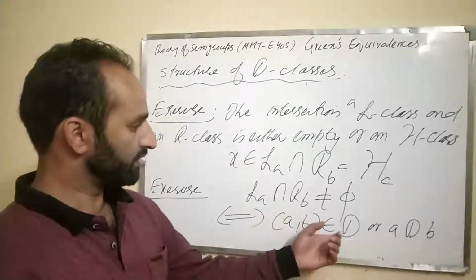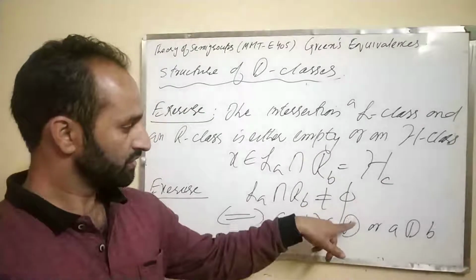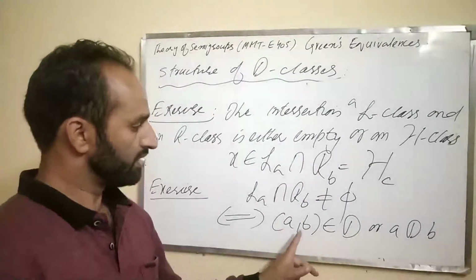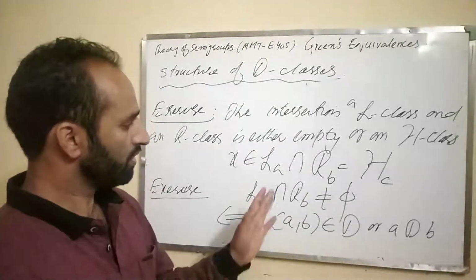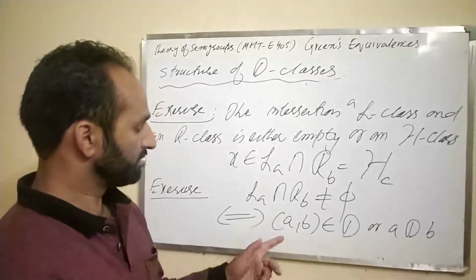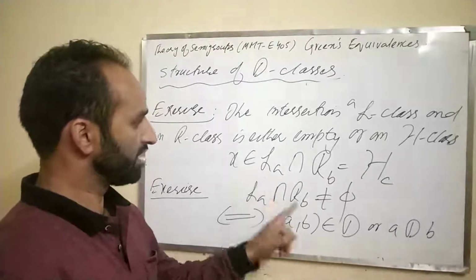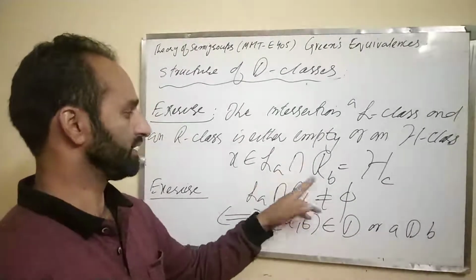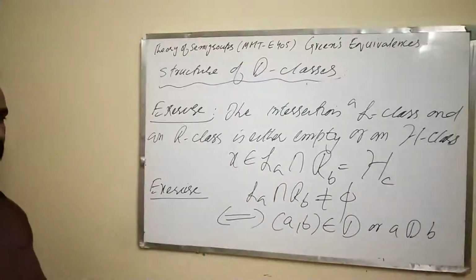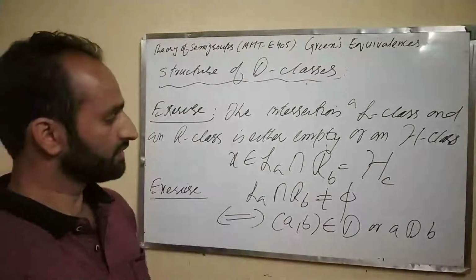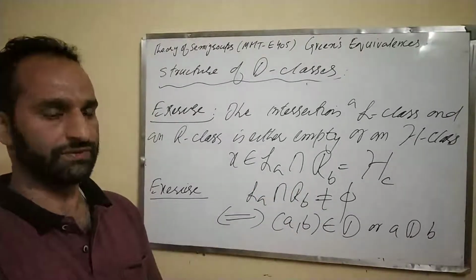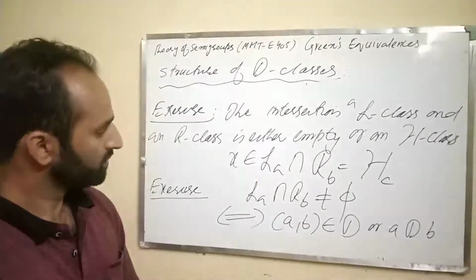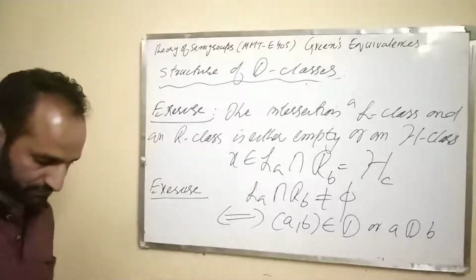And conversely, if A and B are D-related, D is actually L composition R. So A and B belong to L composition R. It means that there exists C such that A and C belong to L and C and B belong to R. So that means this C belongs to LA as well as LB, which means C belongs to LA intersection LB. That means the L class and the R class generated by A and B respectively, the intersection is non-empty of these two classes, L class of A and R class of B. So it's again simple.